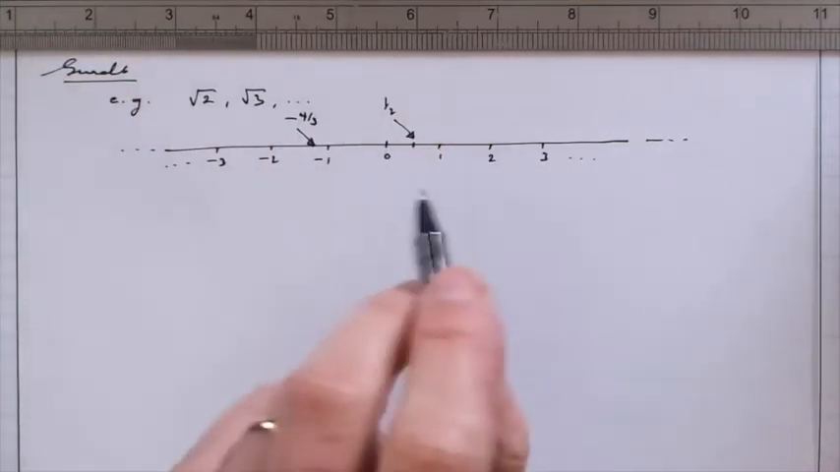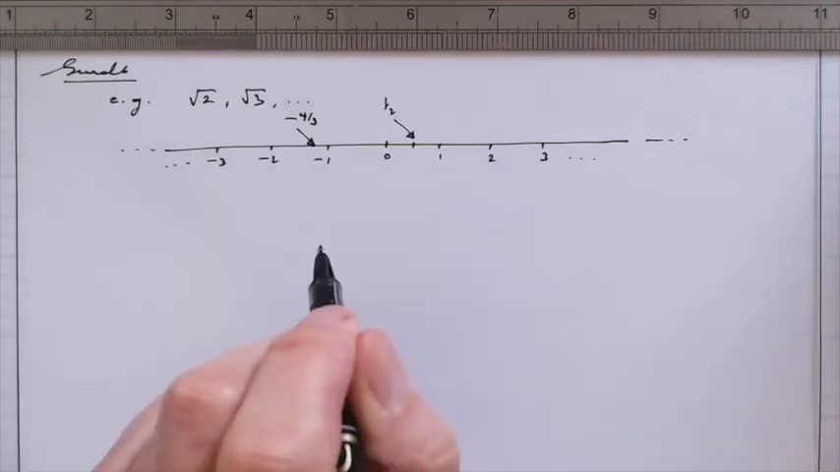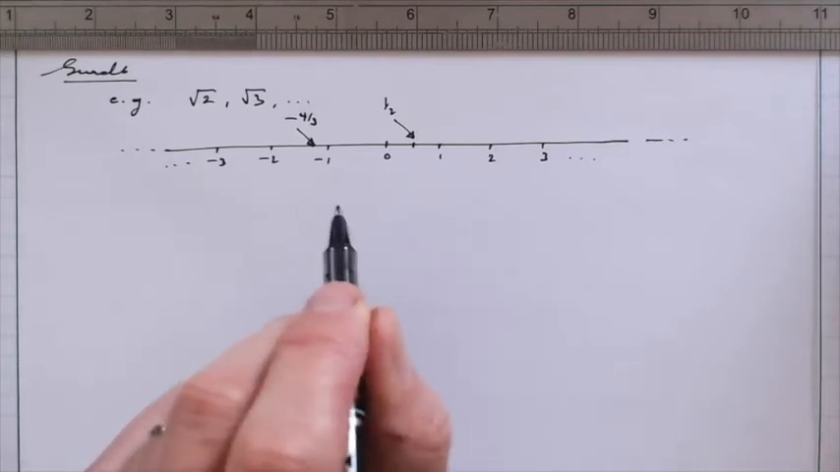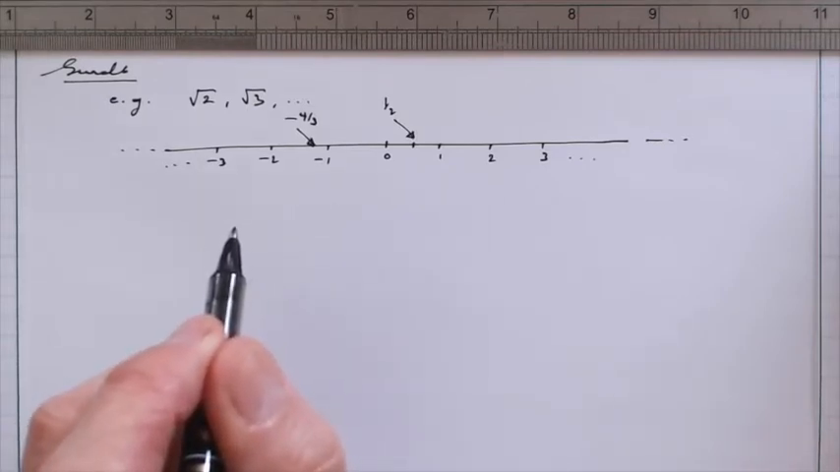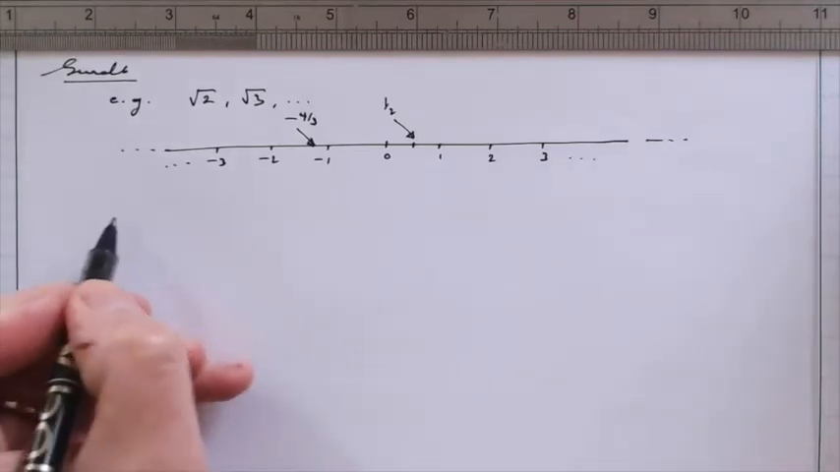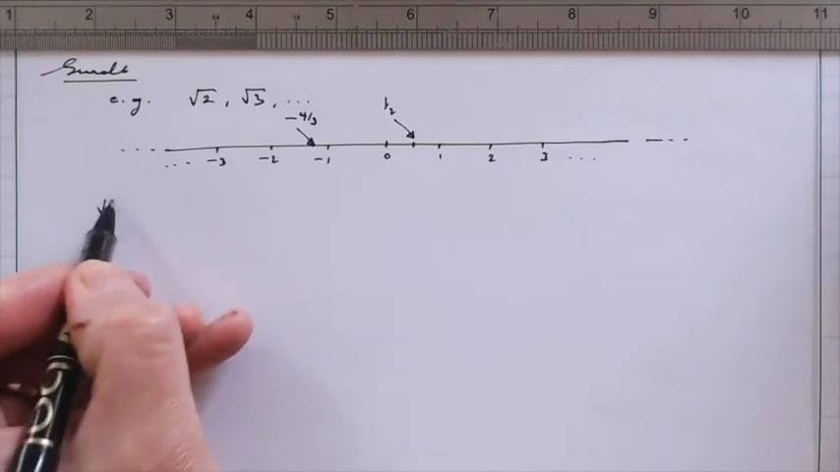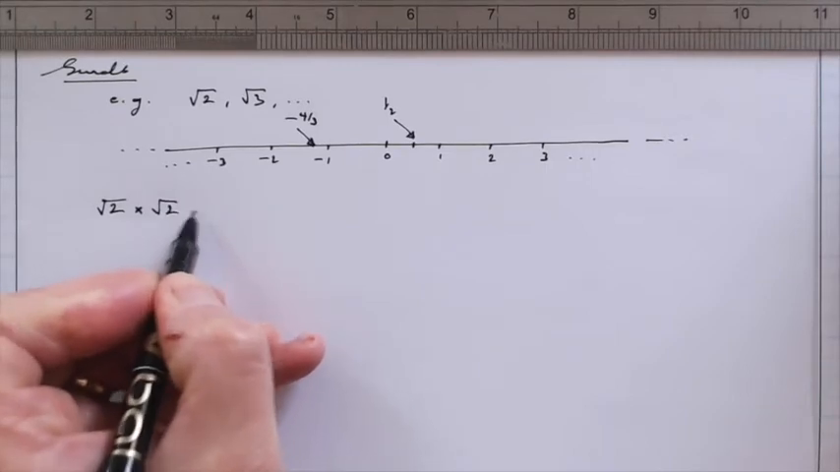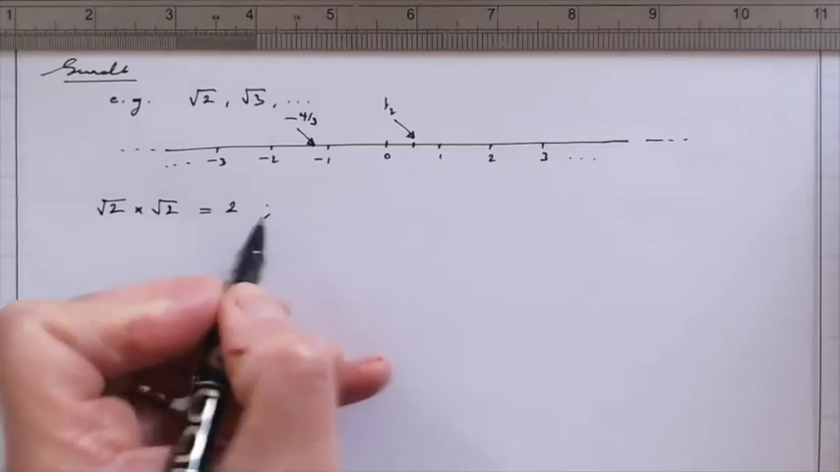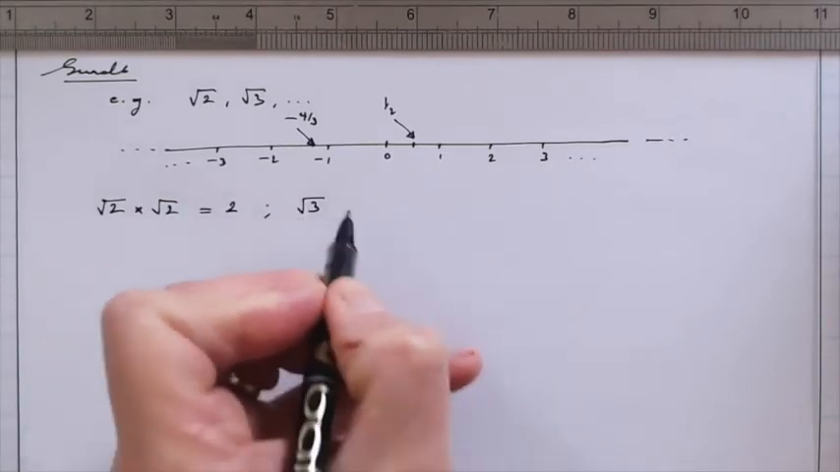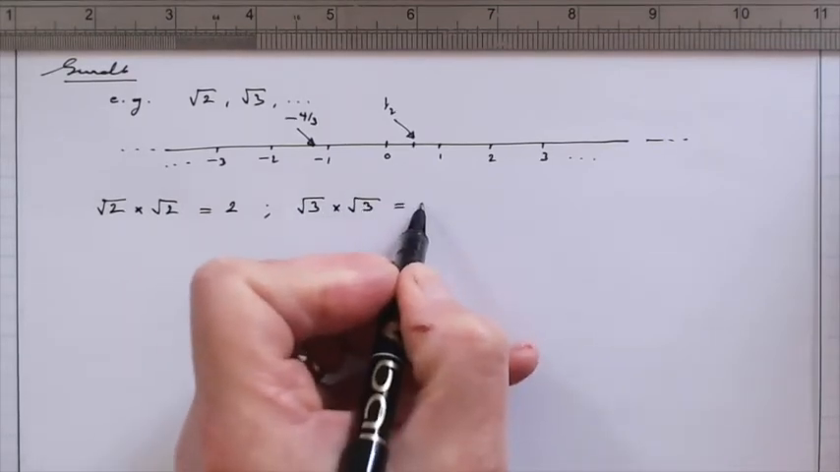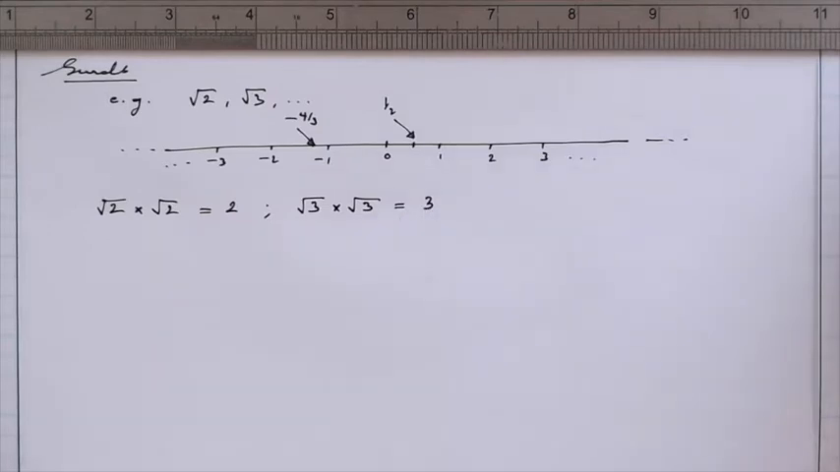And the subject of this and the next tutorial is just to give you an understanding of how to do arithmetic with these numbers. So, by definition, the square root of 2 is a number which, if squared, gives you 2. And likewise, the square root of 3 is a number which, by definition, if multiplied by itself, gives you 3.